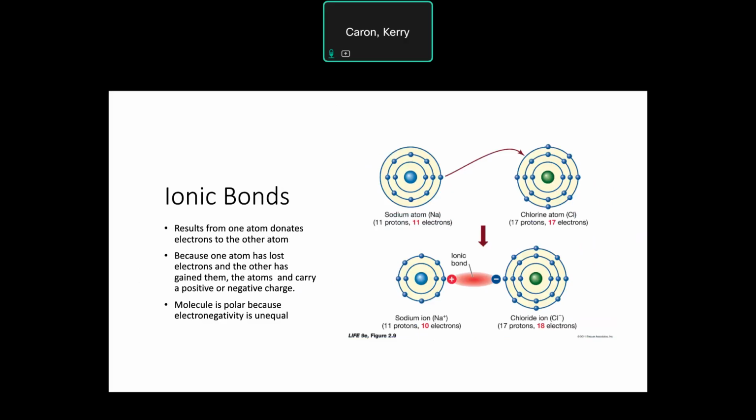Ionic bonds happen when one atom donates electrons to the other atom. So it's giving it. And because one loses it, the other gains it, the atoms carry either a positive or negative charge. So in this case, sodium loses an electron, it becomes Na plus because it's positive. These molecules are polar because the charges are unequal.